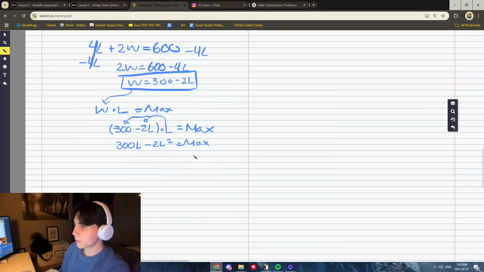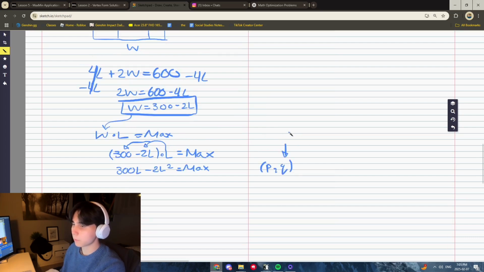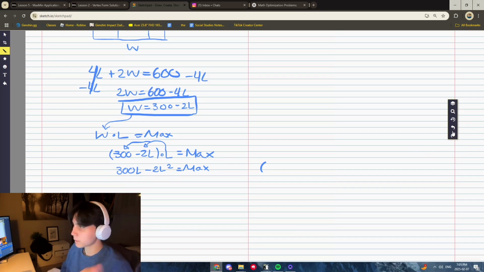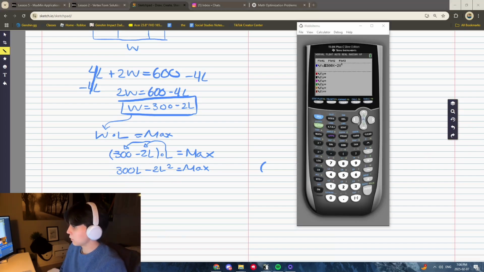So the max is going to be our y of our vertex, so PQ. Our maximum area is going to represent Q in this case. And the length which is optimized is going to be L here. So I'll show you what that means soon. So what we have to do is plug this equation into our graphing calculator and find the vertex. So your equation should look like this in your calculator, 300x minus 2x squared.